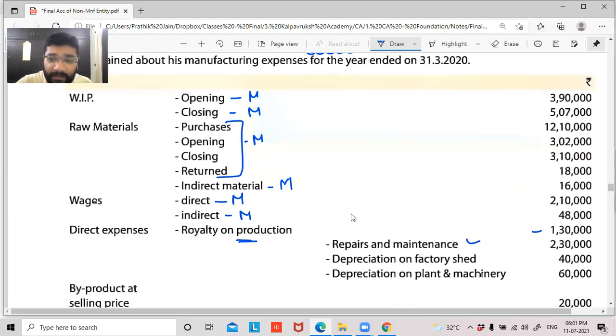Then we have repair and maintenance, depreciation on the factory shed. Yes, there's a factory shed, which is my asset. So for that, we need to depreciate. So this is my indirect: repair and maintenance of the factory, depreciation of the factory shed, depreciation of plant and machinery. All are working towards the production, manufacturing, but they're working indirectly. So these are all indirect costs.